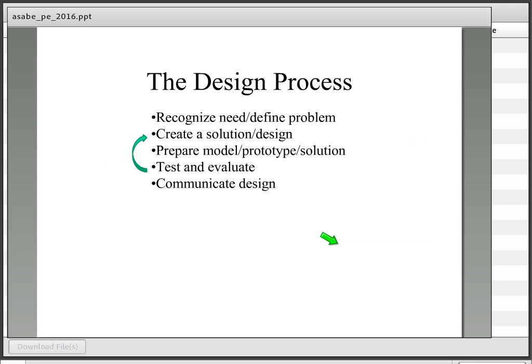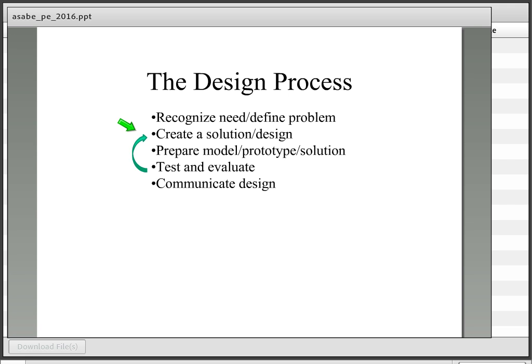So the machine design process, or the design process in general, would usually start out with what we call defining the problem. What is it that we're wanting to do? What is the problem? What is the opportunity that we're trying to address? So we need to recognize the need, and we would then define the problem so that we could get an operational definition that would allow us to create a solution or synthesize a solution.